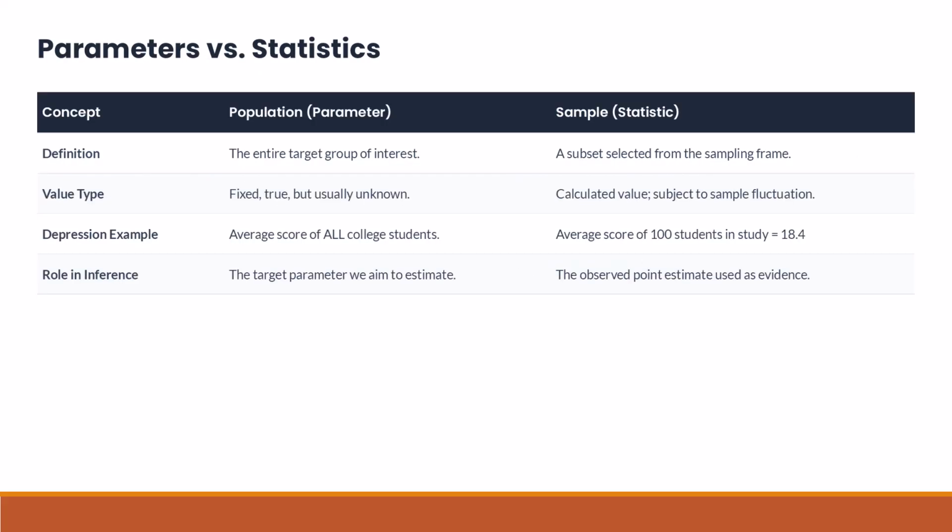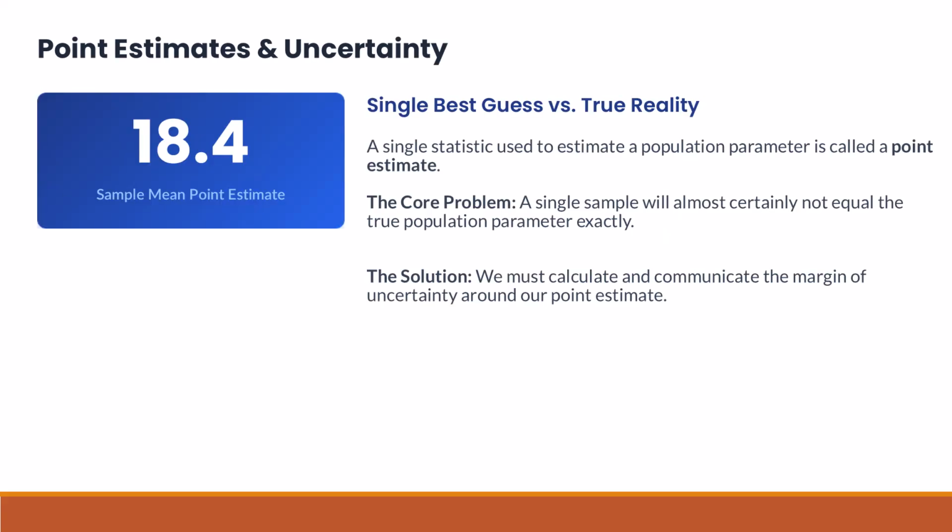A population is the complete group of interest, while a sample is the subset actually observed. Population values are called parameters. Sample values are statistics. Researchers rarely know true parameters, so they estimate them using sample statistics. A point estimate is a single best estimate of a population parameter, such as a sample mean. Because samples vary, point estimates are rarely exact. Understanding the distinction between parameters and statistics is central to statistical inference.